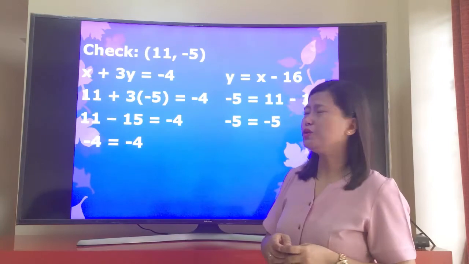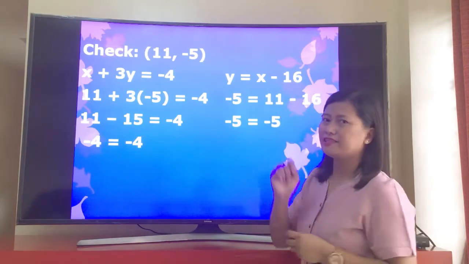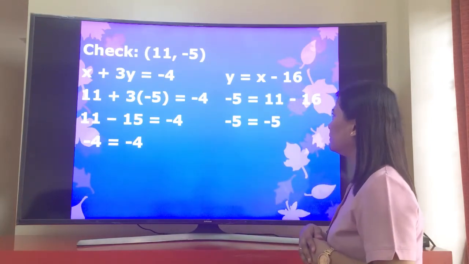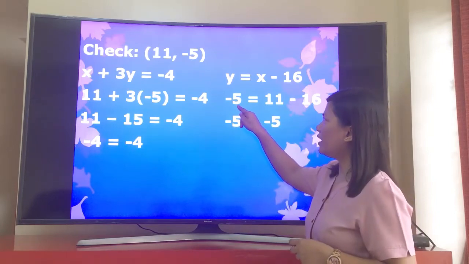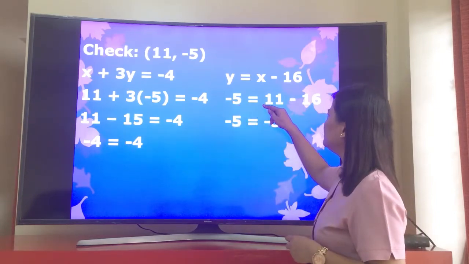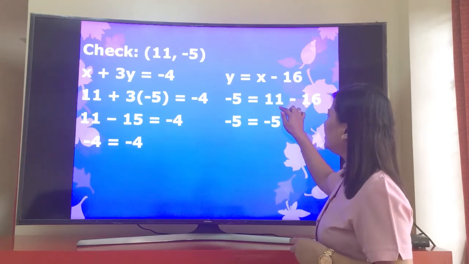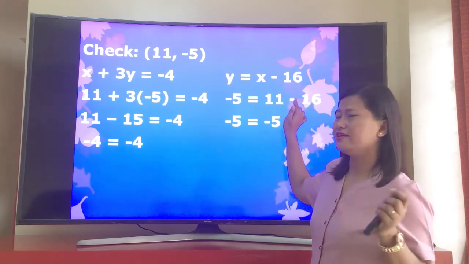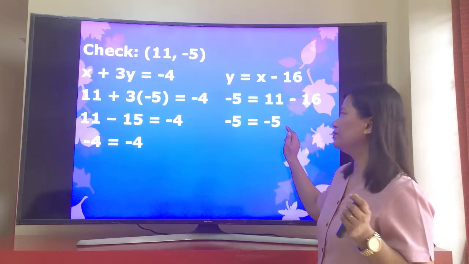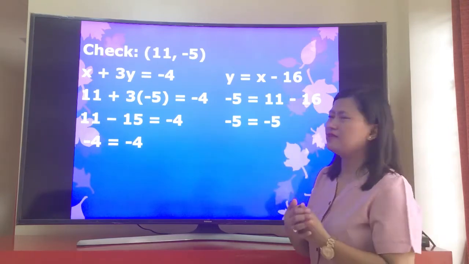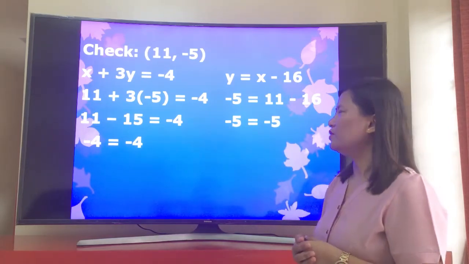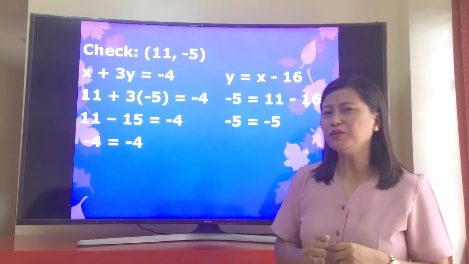In equation 2, y equals x minus 16. Again, our y is negative 5. And our x is 11. 11 minus 16 is negative 5. So negative 5 is equal to negative 5. We have also a true statement.